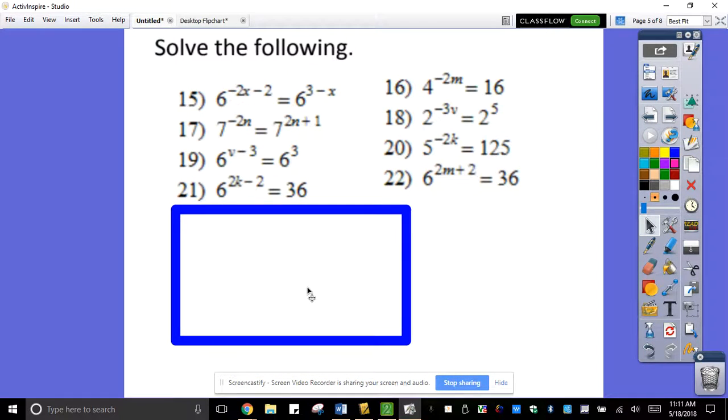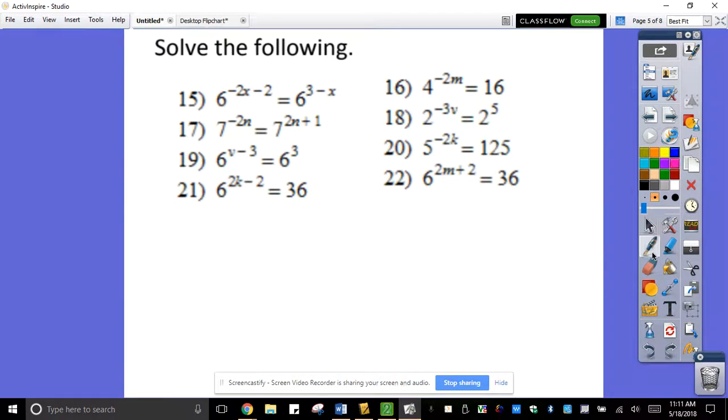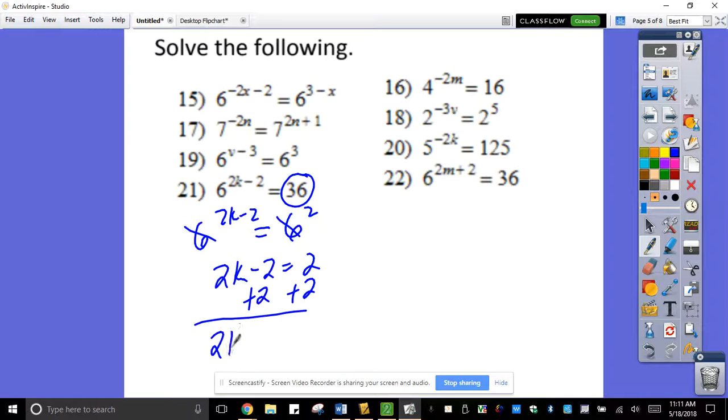And let's do this one here, 21. So for 21, you can find a way to make their base the same, which is equal to 6. You all know that 36 is the same as 6 squared because 6 times 6 is 6 squared. And this will be 6 to the 2k minus 2. You can cancel this out. That gives you 2k minus 2 is equal to 2. Add 2 on each side will give you 2k is equal to 4. Divide this by 2. The answer is 2. Okay, there you have it.